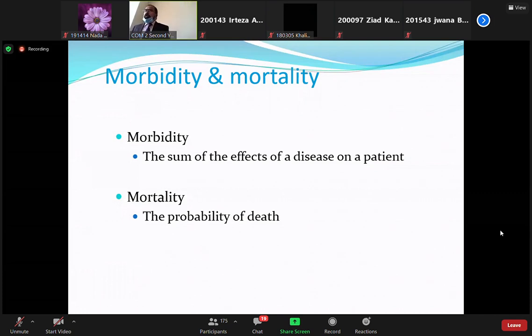Although we have very good treatment now, because of the change in the treatment modality, survival has increased from 2 years to 4 years, but small cell cancer still has a bad prognosis. This is mortality. Okay.